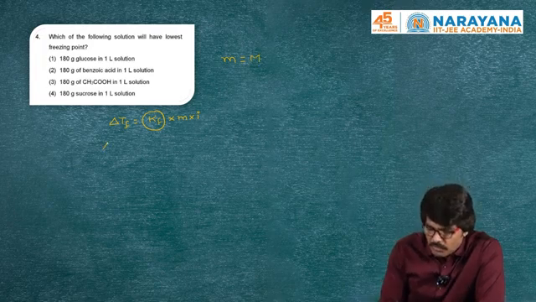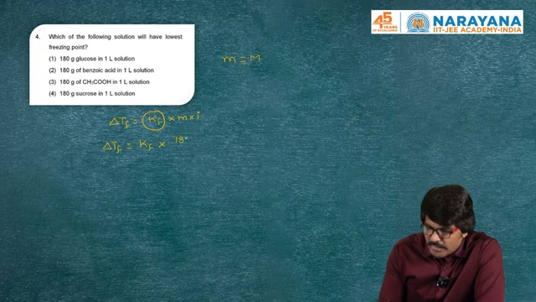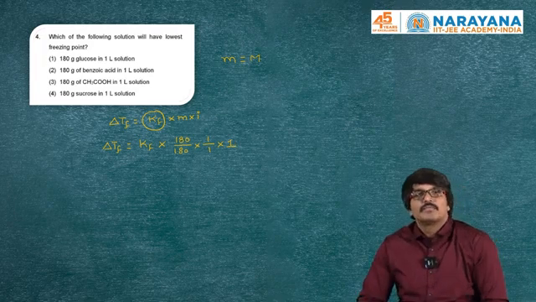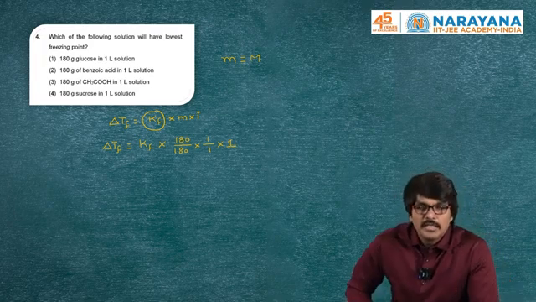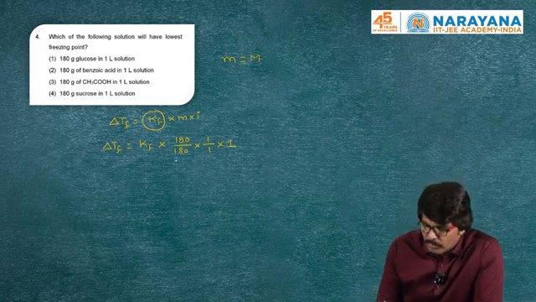If you substitute the data of various components here, for the first option, delta Tf is equal to Kf into 180 grams of glucose, the weight of glucose divided by the gram molecular weight of glucose, and the volume of solution is 1 liter. The van 't Hoff factor of glucose is 1, because it is a normal solute, neither dissociating nor associating. And of course, delta Tf is equal to Kf we are getting.